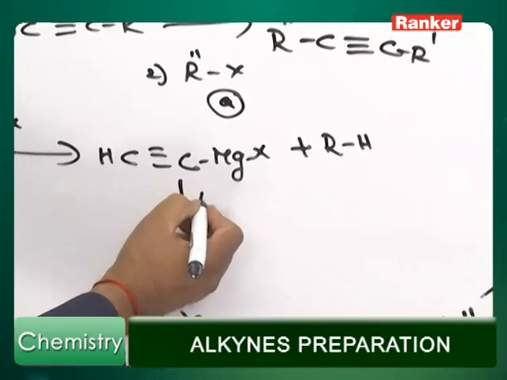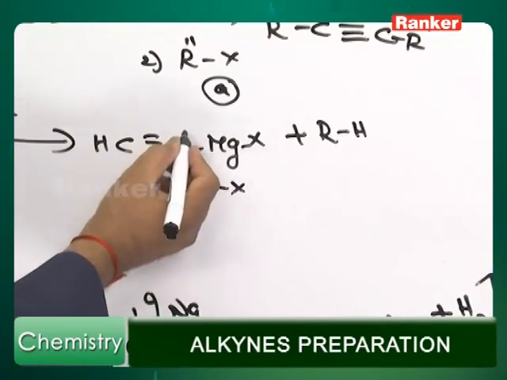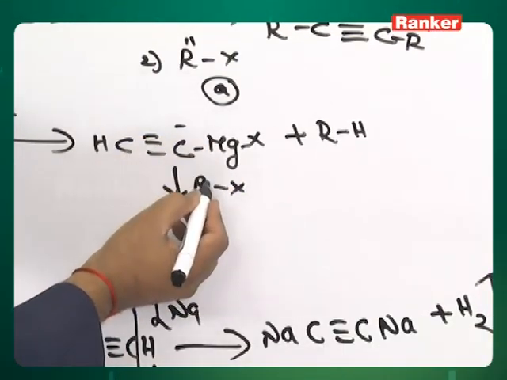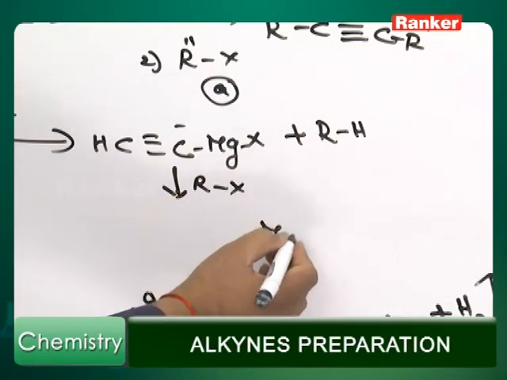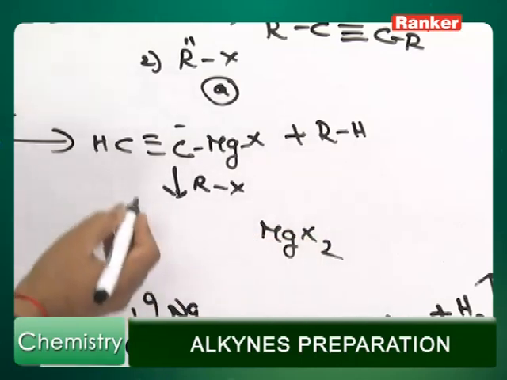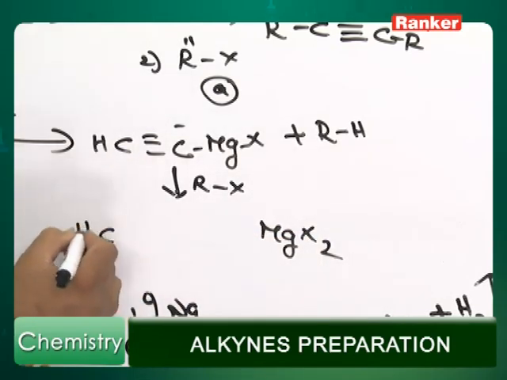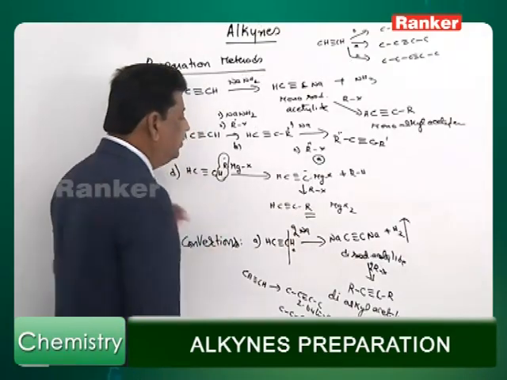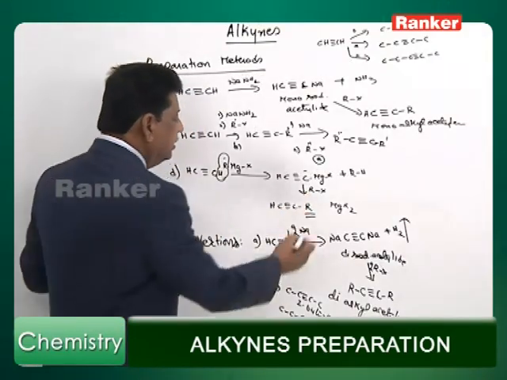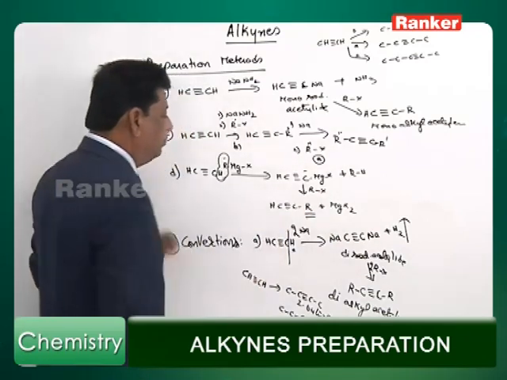So, this salt is treated with the RX. The salt is having a minus that attacks on the R, and then MgX, and X goes out as MgX2, and this will be converted into the alkyl containing acetylene. So, the R comes from the alkyl halide. Okay. So, the magnesium halide will be the byproduct.